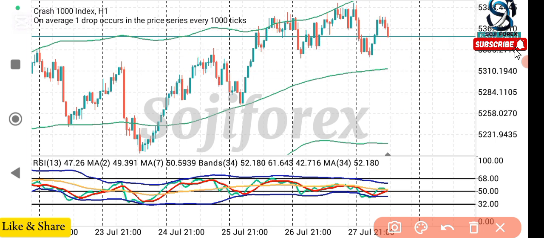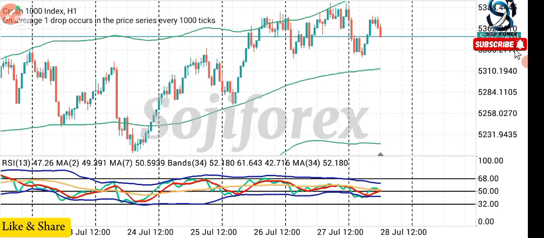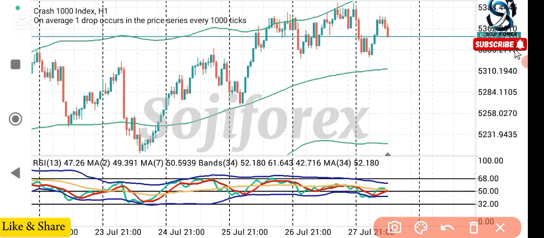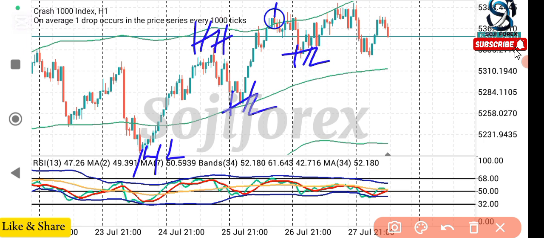So I'll be doing my analysis now. For instance, let's use this scenario as a market case study. This is Crash 500. This is 1 hour, right? So let me now identify the trend. You will agree with me, looking at this, the price is in an uptrend. This is a higher low, higher low. Initially, this is a higher low. We have higher high, higher high, higher high.